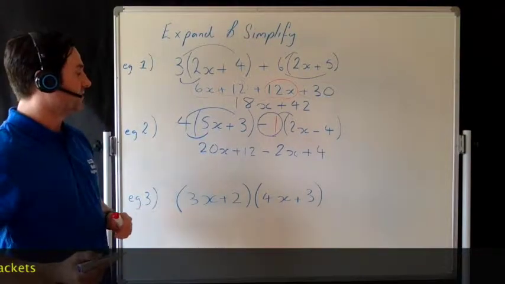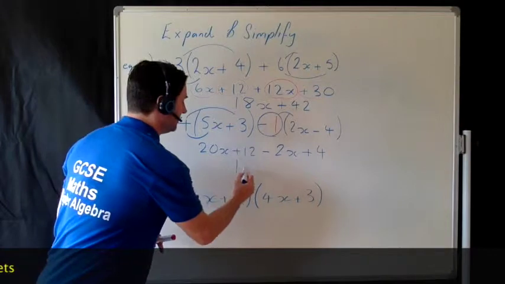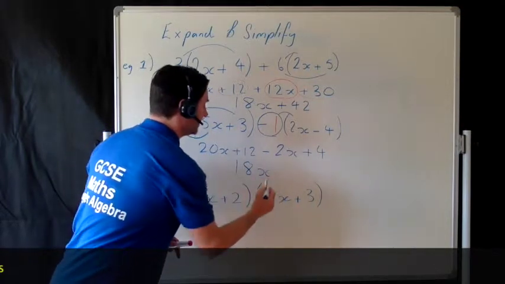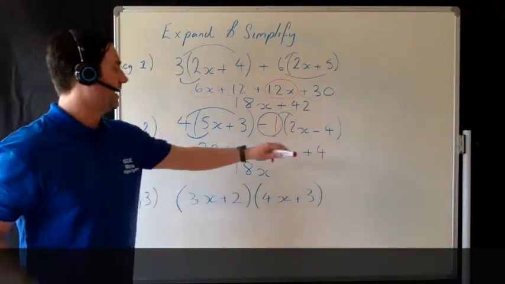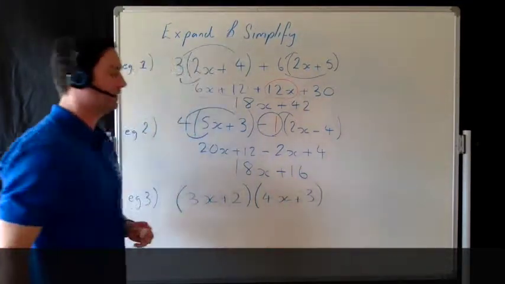We can now simplify these together. 20x take away 2x gives me 18x. And then the 12 add the 4 gives me positive 16.